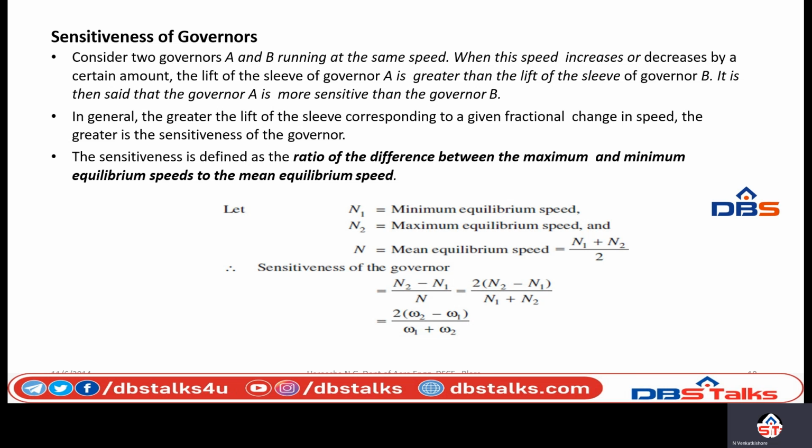Sensitiveness is a very important 2 marks question. Sensitiveness is equal to the ratio of the difference of the speeds to the mean equilibrium speed, so (N2 minus N1) by N. Simply we can write it as 2 into (N2 minus N1) by (N1 plus N2). We can also write it with respect to angular velocities, since omega is equal to 2 pi N by 60, so we can replace N with omega: 2 into (omega 2 minus omega 1) by (omega 1 plus omega 2). This is a very important question for 2 marks.